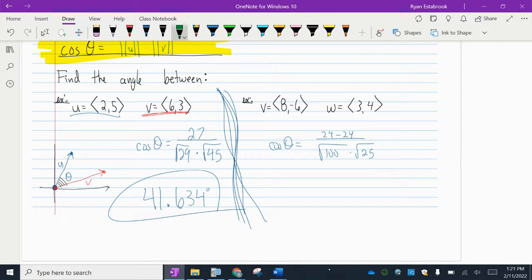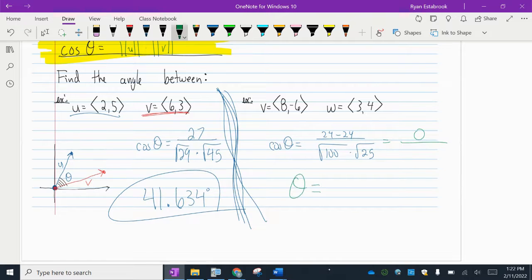The numerator is v dot w, 8 times 3 plus negative 6 times 4. 24 minus 24 is 0. 0 divided by all this. Now, there's no way that the denominator is ever going to end up 0, because that means that the vectors have no length. So we're always going to get something down here. But the interesting thing is that its numerator is 0. 0 divided by anything is 0.